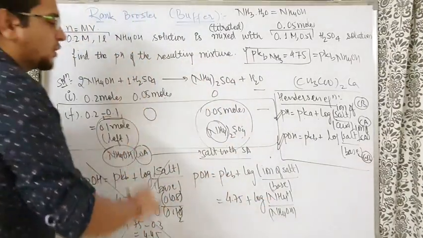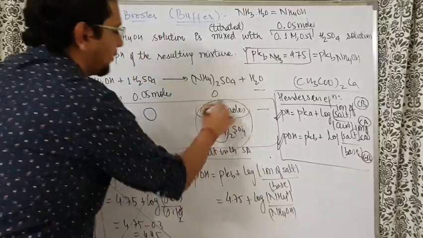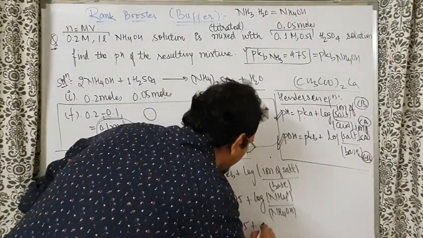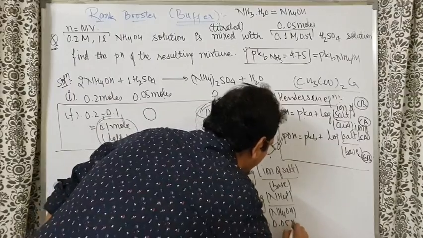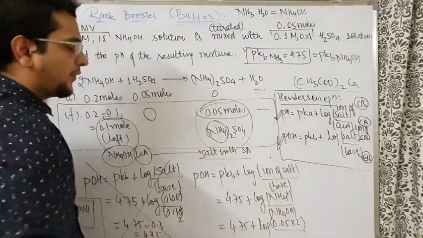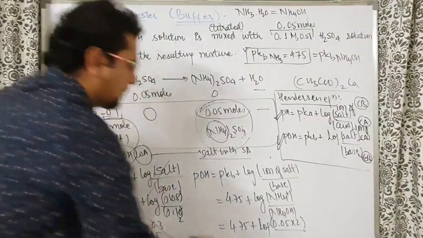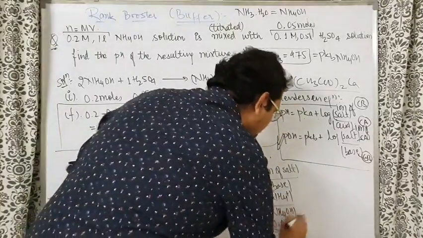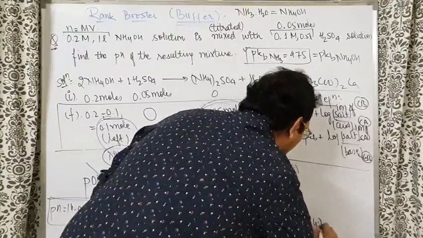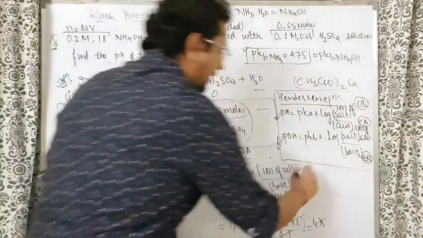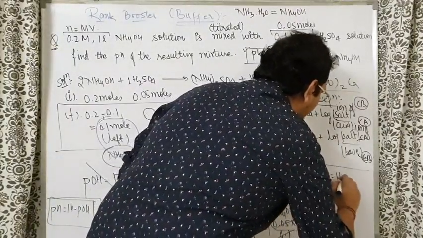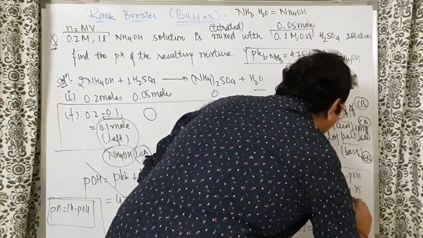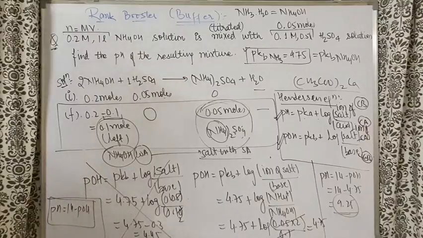So by that logic, 0.05 moles of ammonium sulfate will contain 0.05 into 2 moles of ammonium. And how much is NH4OH? 0.1. So 0.05 into 2 is 0.1 only. Upon 0.1 got cancelled out, you got 4.75 as the pOH. If people ask you pH, then sir, pH will be 14 minus pOH, that is 14 minus 4.75. So 9.25 will come out as the pH.